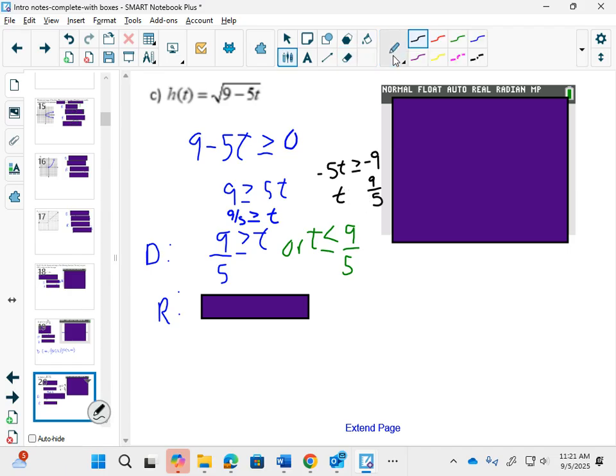there. Multiplying or dividing by a negative in an equality, you have to flip the sign. That didn't become a problem when we made the 5t positive on the other side, but it did become a problem this way. So we now know that our domain is that t is less than or equal to 9/5.